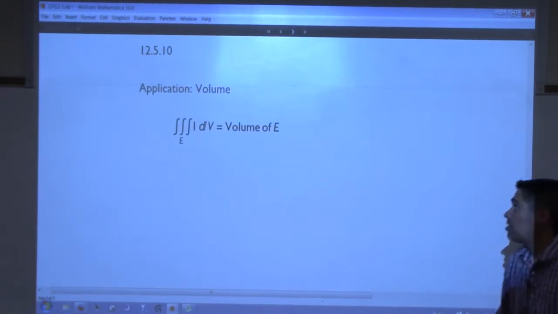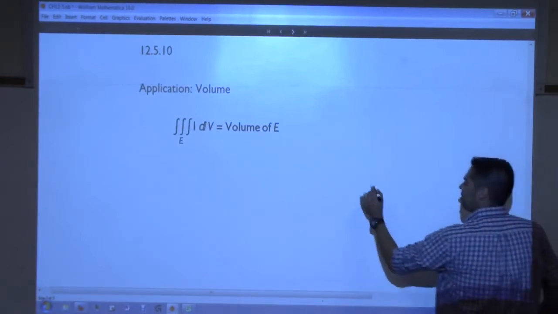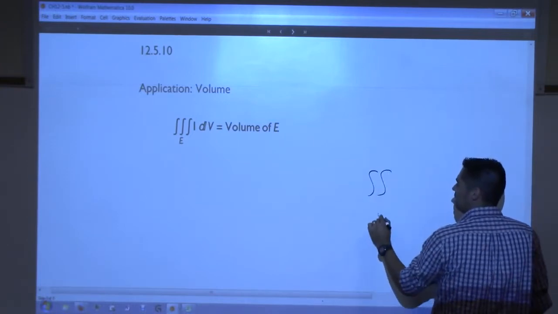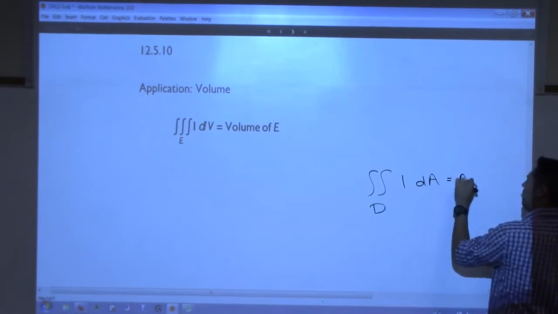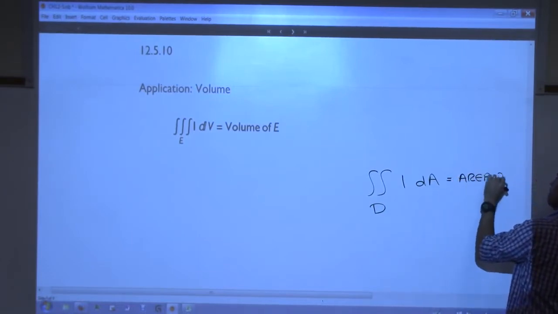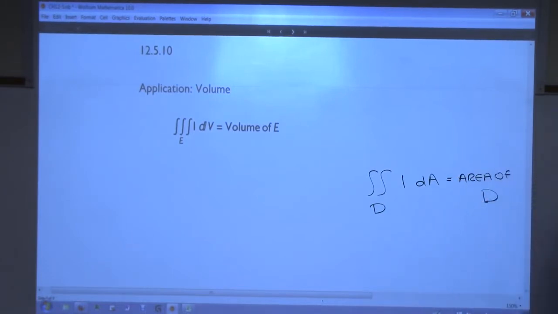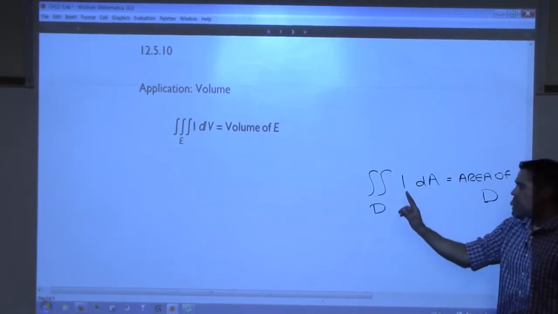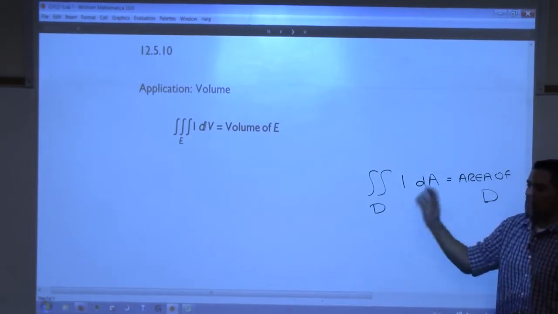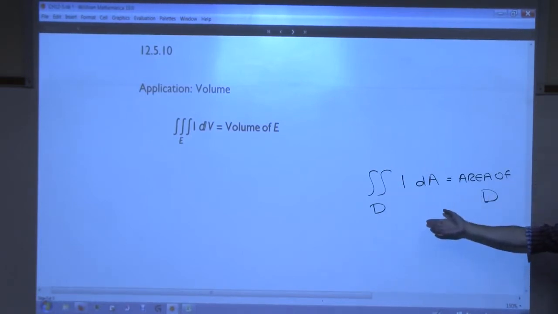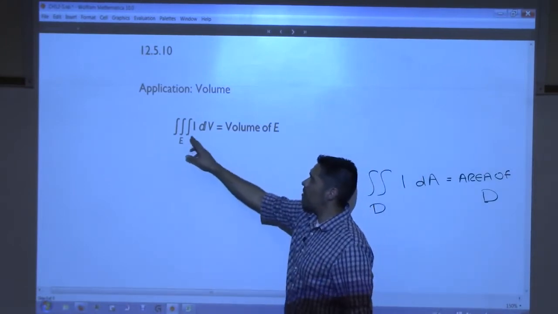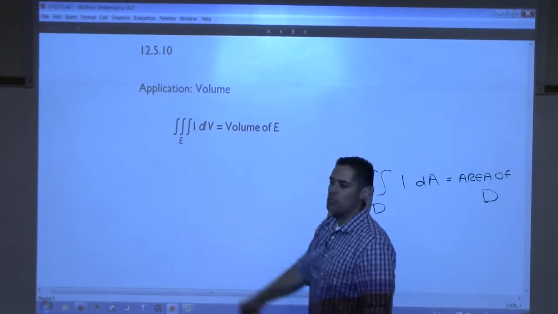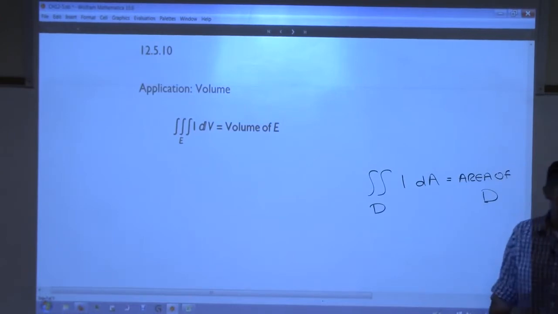Now we move on. If you recall from double integrals, if you're taking the double integral over D of 1 dA, this represented the area of D. Remember I said that? If you take a double integral of the constant 1 function over some region D, this answer is the area of D. Well, it works exactly the same with triple integrals. If you take the triple integral over E of the constant 1 function dV, you get the volume of E.